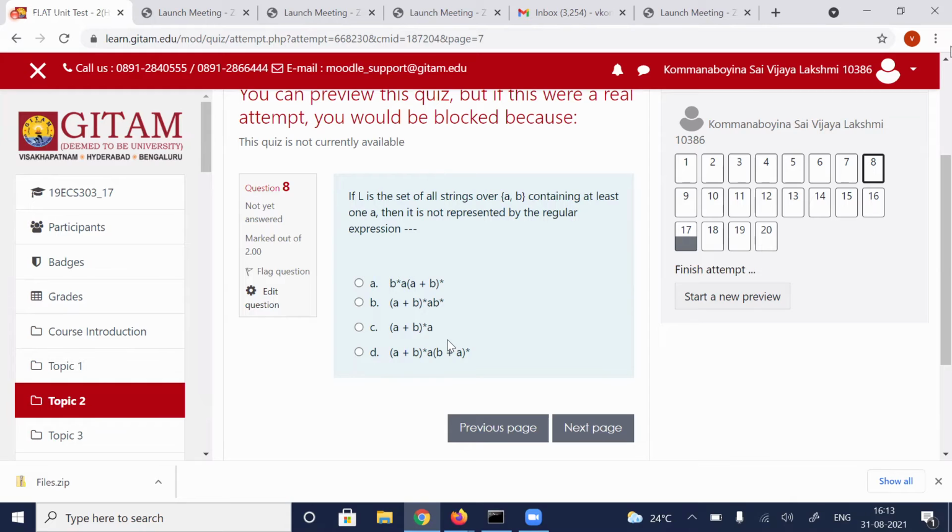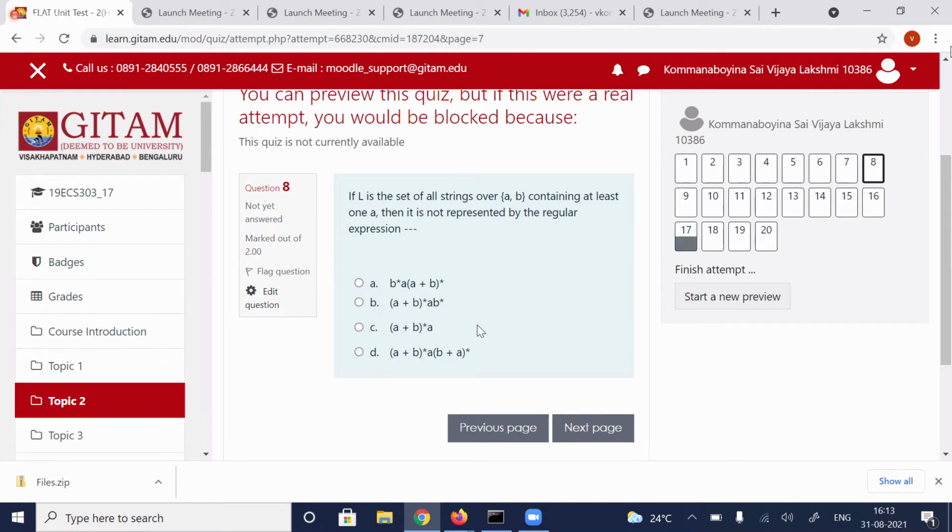Nalini, are you getting my point? Then it should be option D, ma'am. Before it can be anything and after it can be anything. What they asked you, not represented by the regular expression. It is representing, no? In C also there will be one A for sure. At least one A is there. Actually, if there is no restriction, C is also a correct answer.